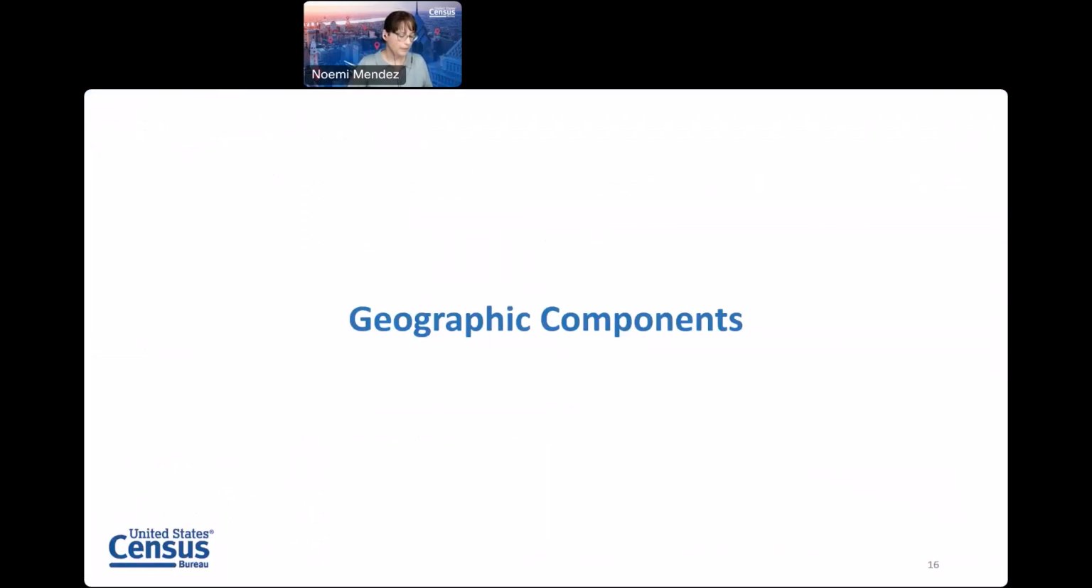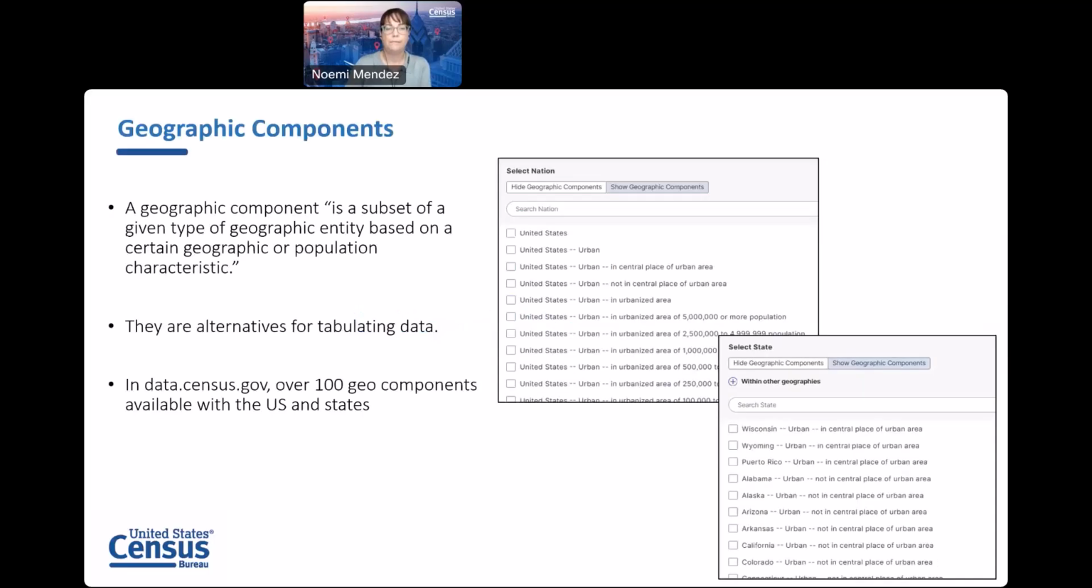Okay. Let's move on to geographic components. A geographic component is a subset of a given type of geographic entity that's based on certain geographic or population characteristics. These are also alternatives for tabulating data. In data.census.gov, there are over 100 geographic components available in the United States and states.